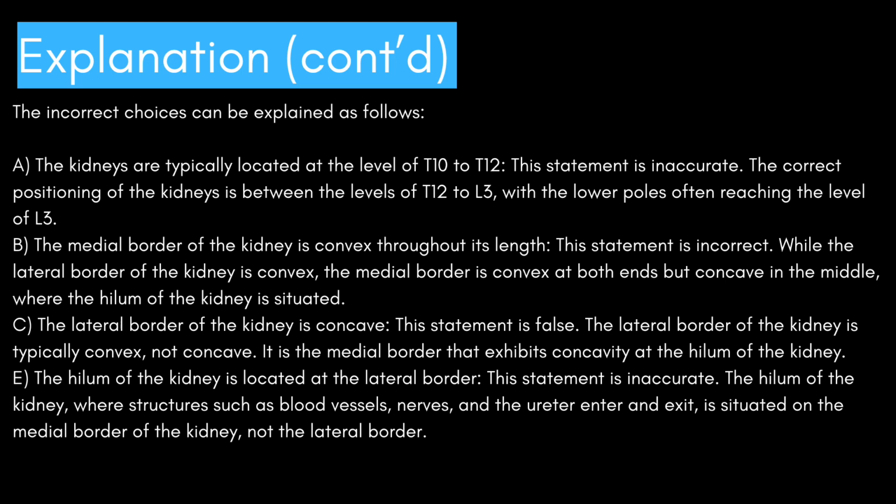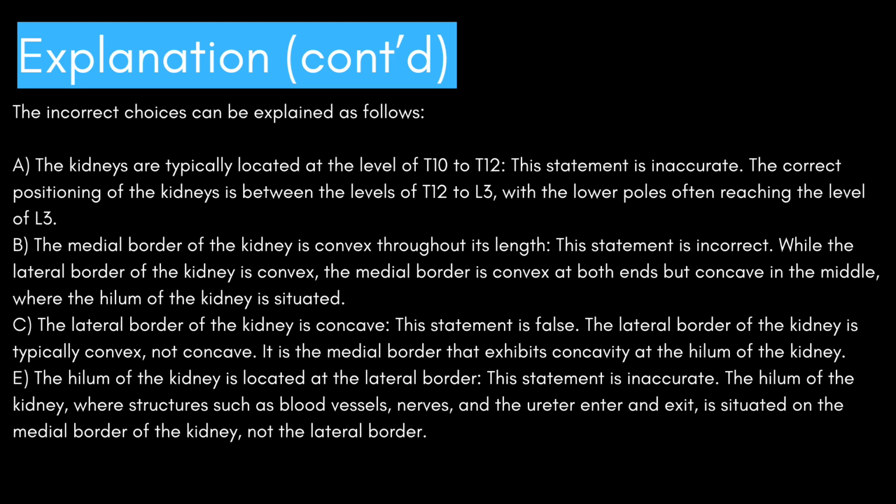B. The medial border of the kidney is convex throughout its length. This statement is incorrect. While the lateral border of the kidney is convex, the medial border is convex at both ends, but concave in the middle, where the hilum of the kidney is situated. C. The lateral border of the kidney is concave. This statement is false. The lateral border of the kidney is typically convex, not concave. It is the medial border that exhibits concavity at the hilum of the kidney.